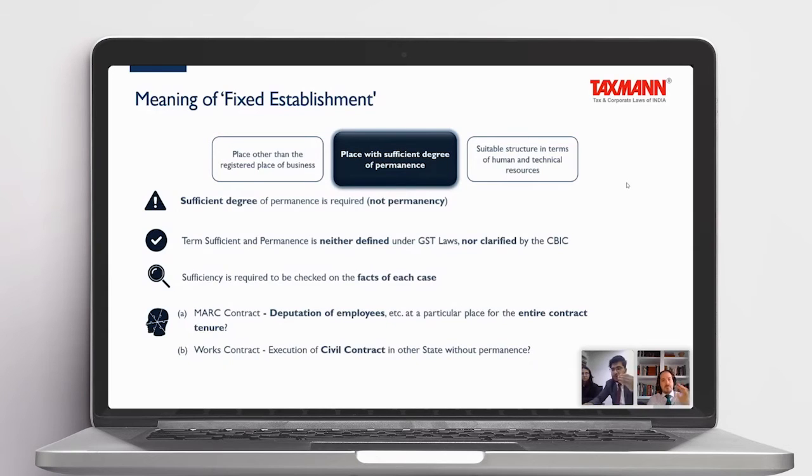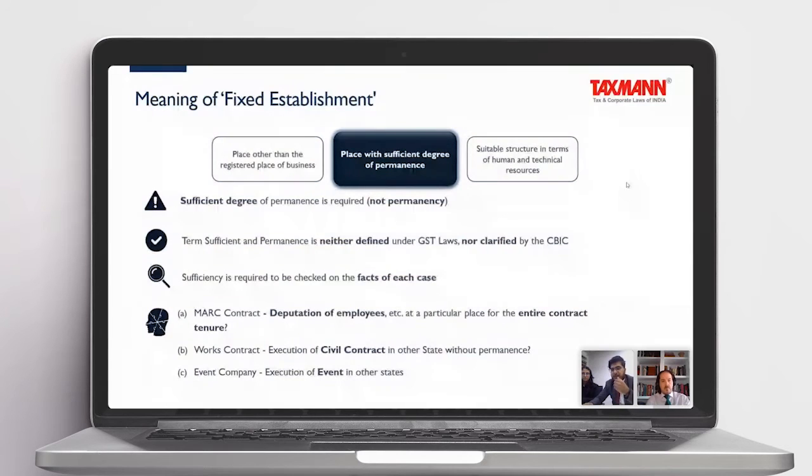Works contract. Suppose you are having a civil contract in another state, whereby you are sending your equipment, labor, etc. from your place of business to the other state. The other state where you are executing the contract, will that qualify within this expression, sufficient degree of permanence? I think in our view, it would not qualify, because there is no permanence per se. You would execute the contract and come back to your place.